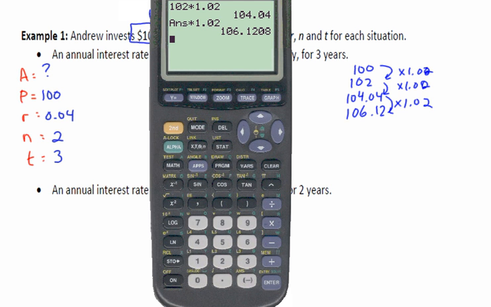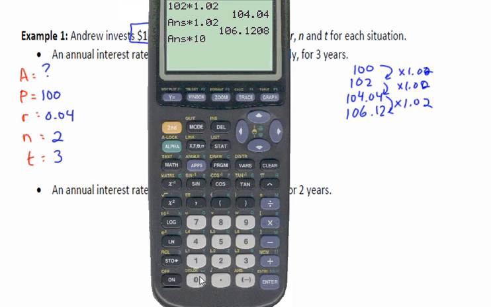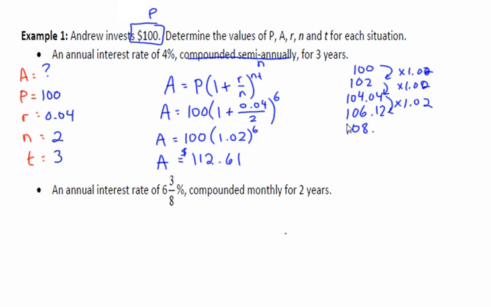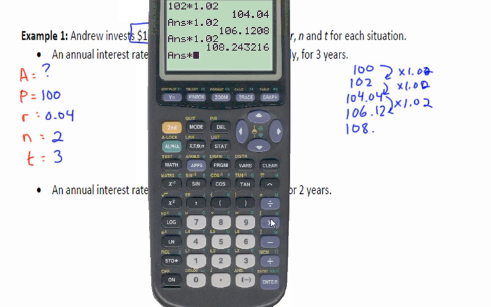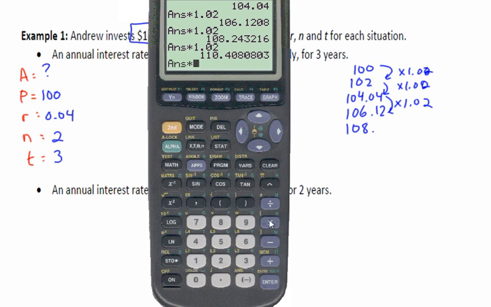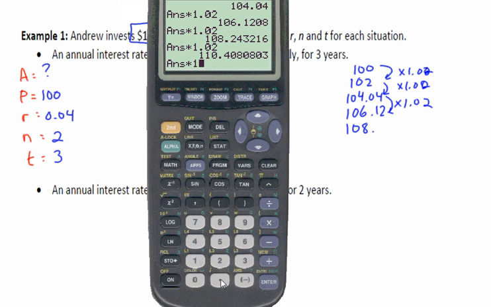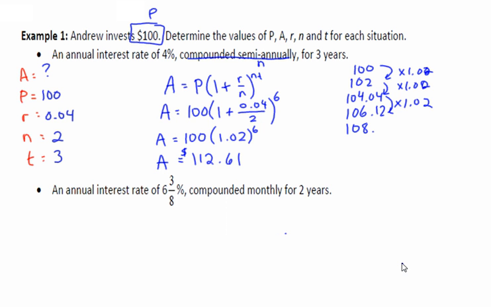Okay, so if I keep going with this pattern and I did it 6 times, 108 something times 1.02 again, 110, and then again. So this is what the formula is doing for us, so we don't have to do this that many times. It's the same idea. It's like multiplying it by that 2% 6 times, and the formula does that for us. Let's try another one.